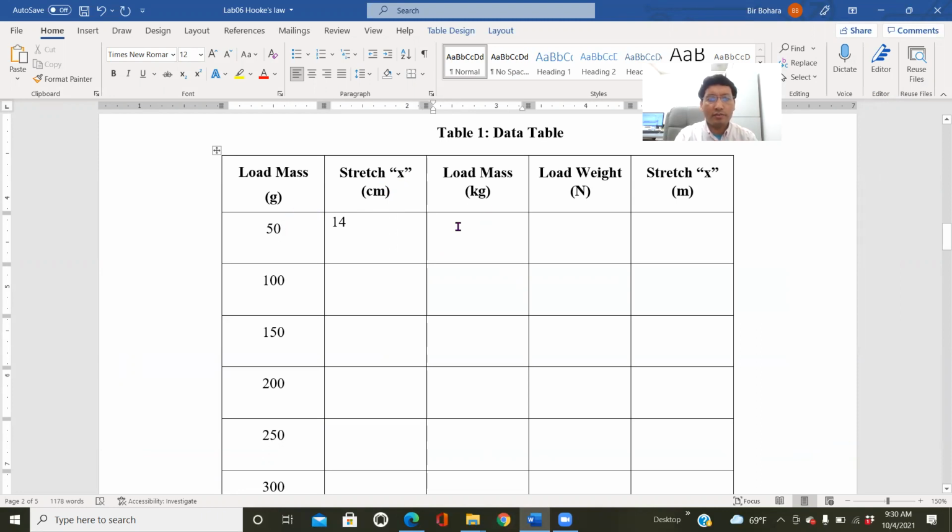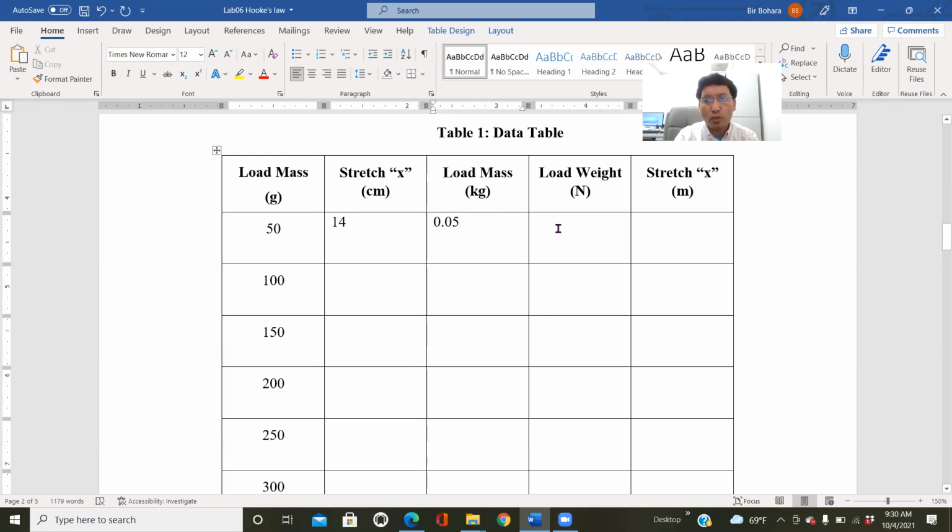You can convert this mass to kilogram, which is 0.05. If you divide this number by 1000, you will get this, of course. If I'm wrong, do your calculation. Just divide this by 1000. That's how to convert from gram to kilogram.